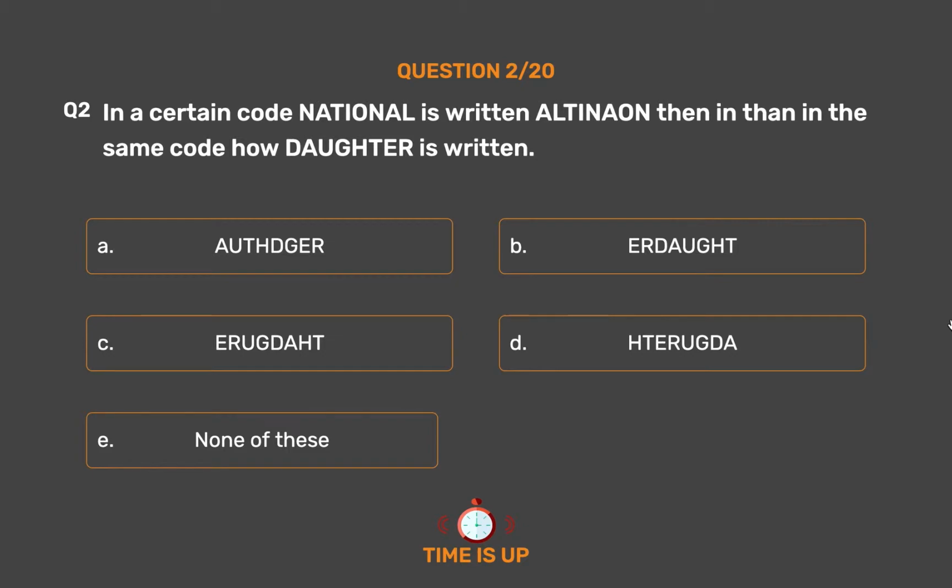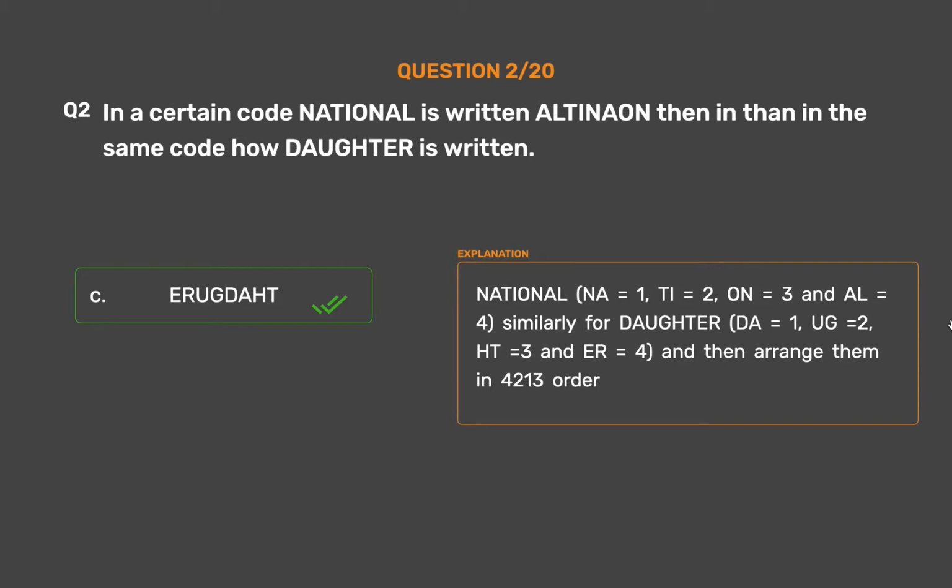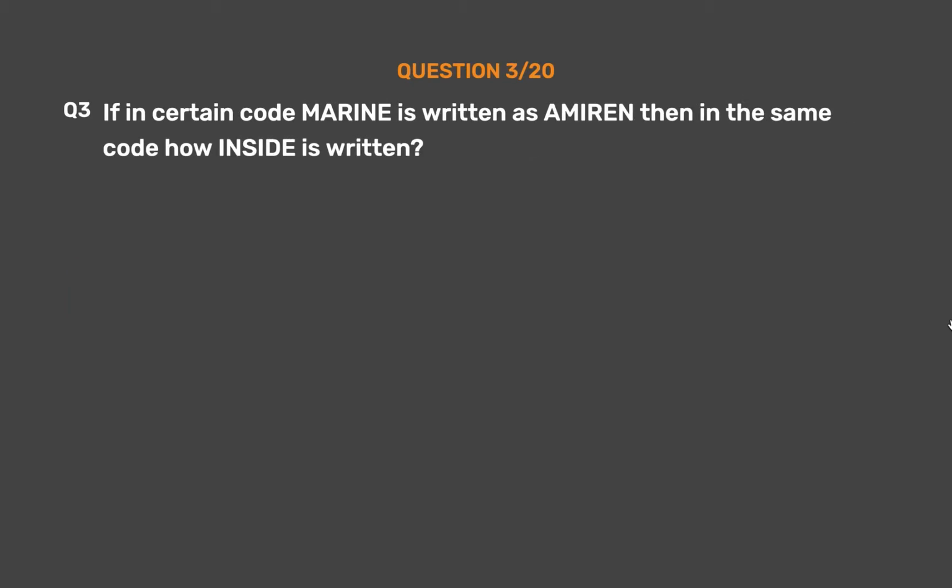The correct answer is Option C. Irugdahat. National: Na equals 1, ti equals 2, on equals 3 and al equals 4. Similarly for daughter, DA equals 1, UG equals 2, HT equals 3 and ER equals 4, and then arrange them in 4213 order.